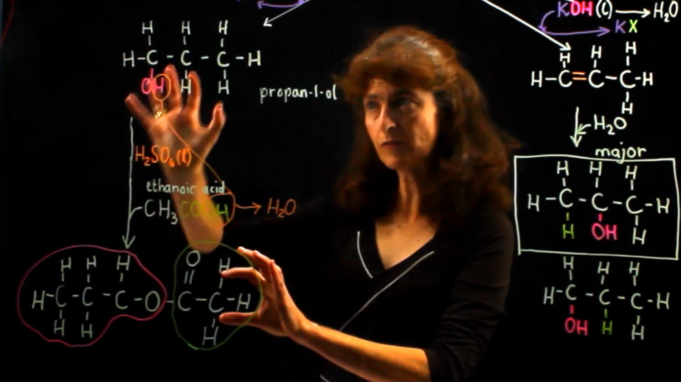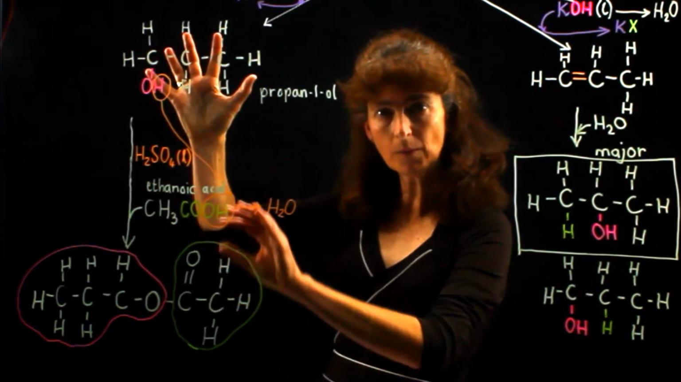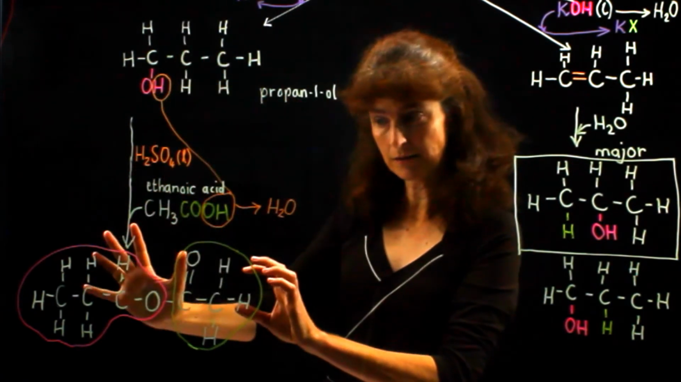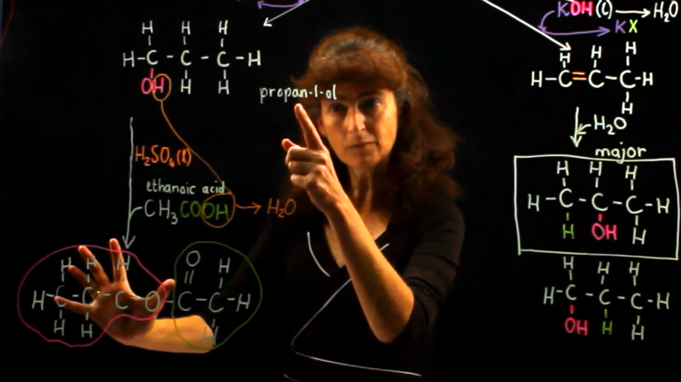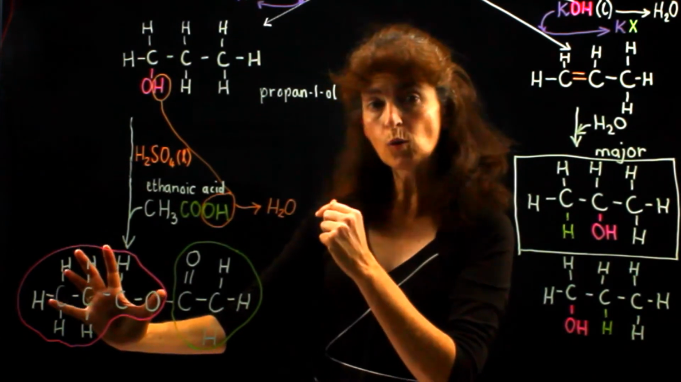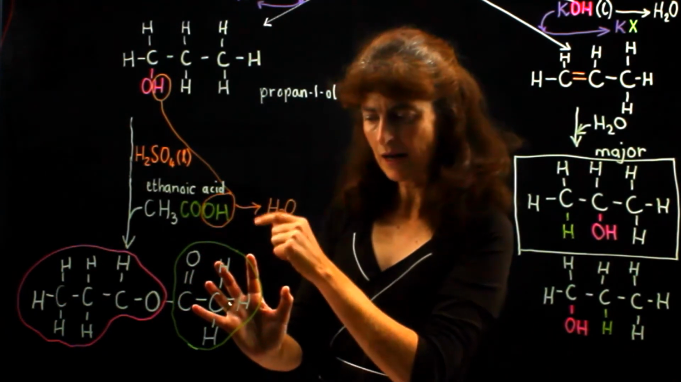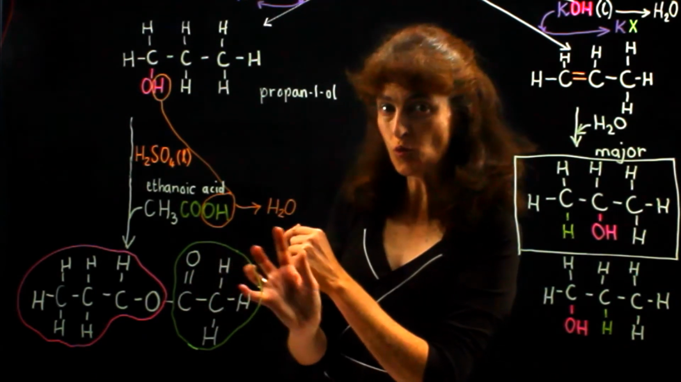The ester is made up of two parts. One part came from the alcohol and the other from the carboxylic acid. And the names also reflect those origins. This part here came from propan-1-ol, and it's called propyl. This part here came from ethanoic acid, and it's called ethanoate.